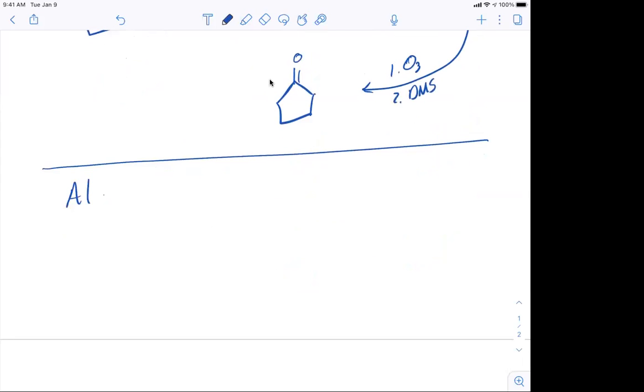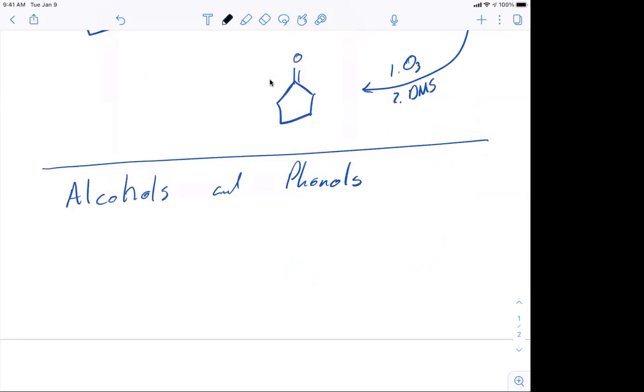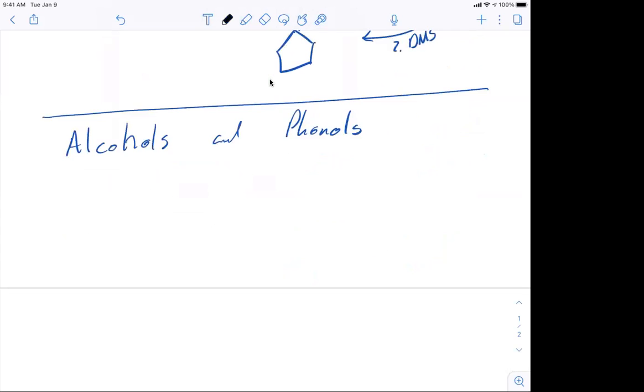Okay, so moving into chapter 12, we have alcohols and phenols. Let me switch back to black. That would make a good album. So if we have ethanol, we're familiar with that one. It is a neurotoxin, widely consumed by humans, but it is toxic.